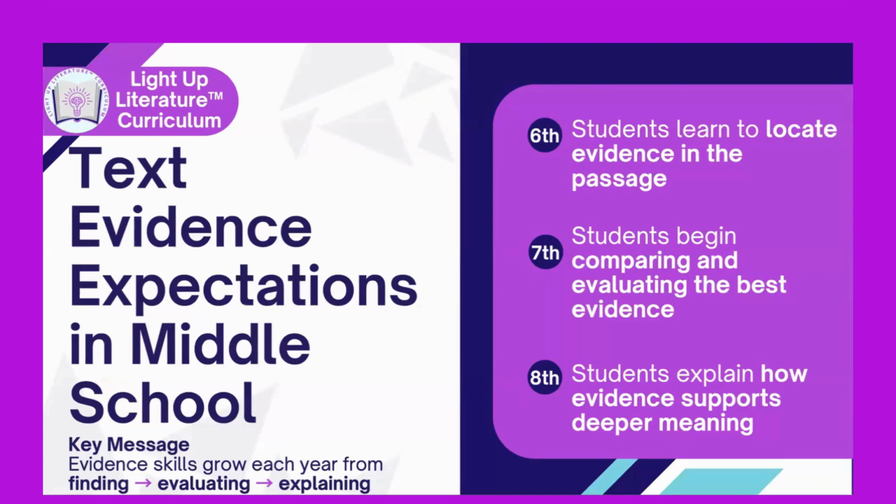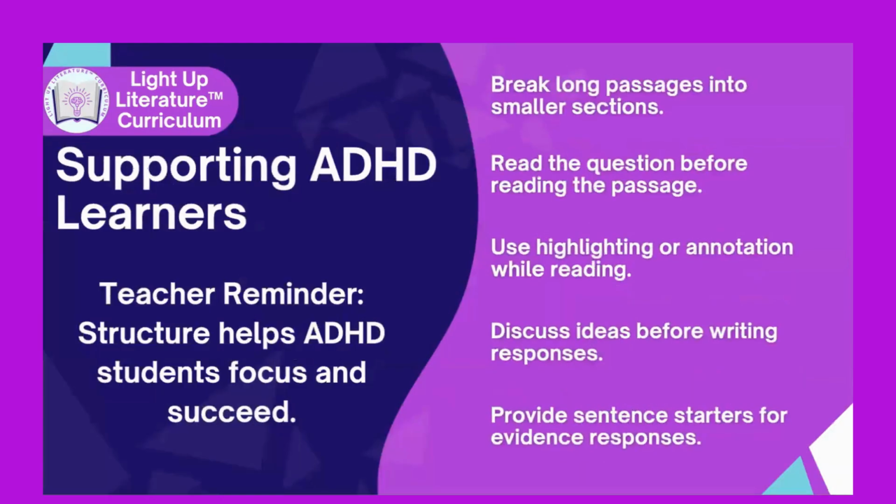Let's nail down finding the evidence and then evaluating it. Scaffold it up, build them up, and take the win. All right. Now, when we have our ADHD kiddos or neurodivergent kiddos, they benefit from a little more structure when working with the text. So break down the passages into smaller sections, subheadings, chunking it up.